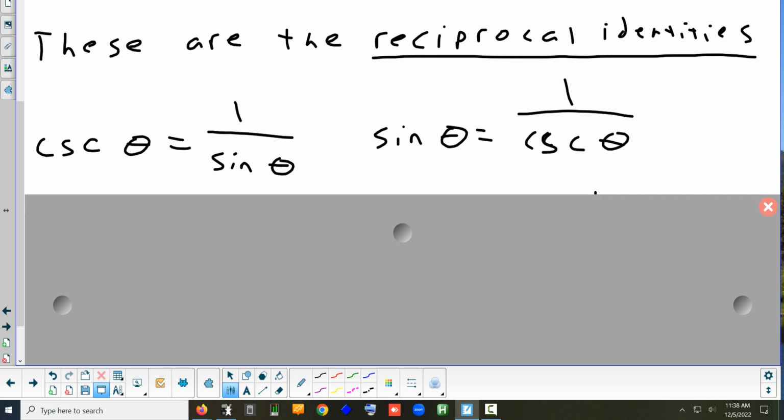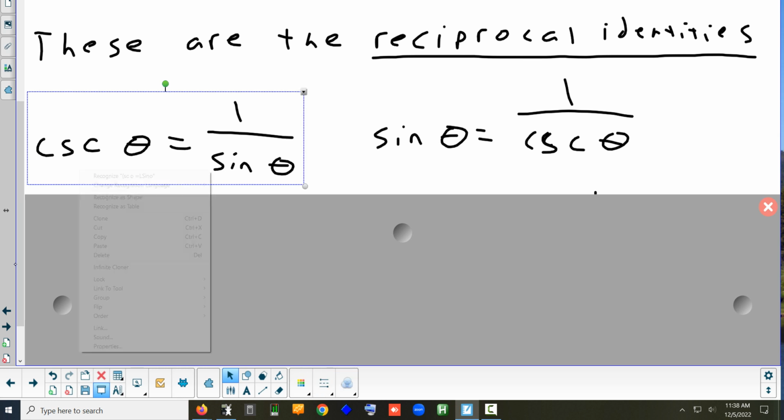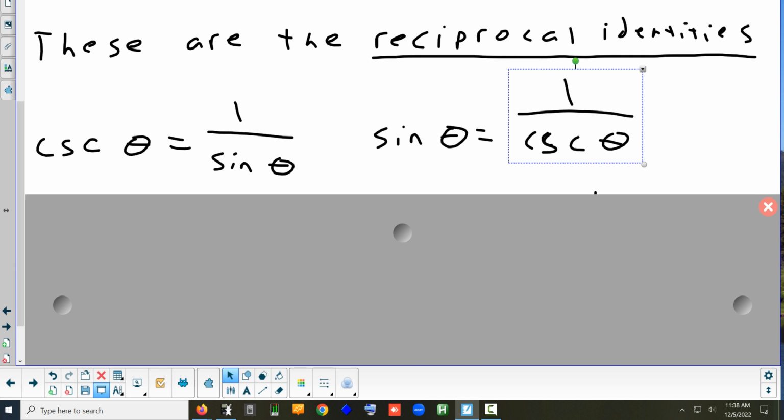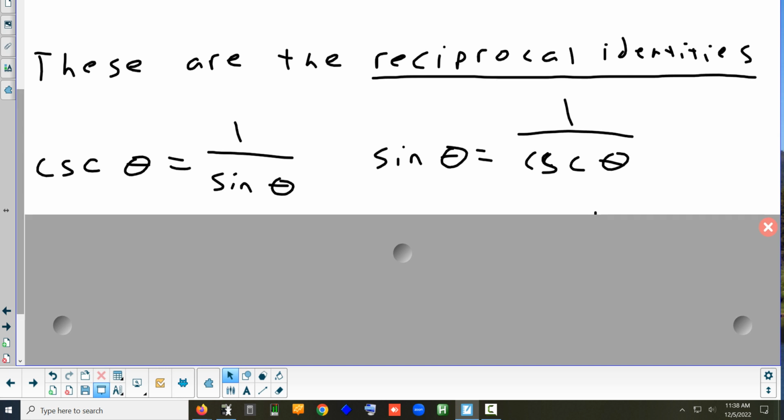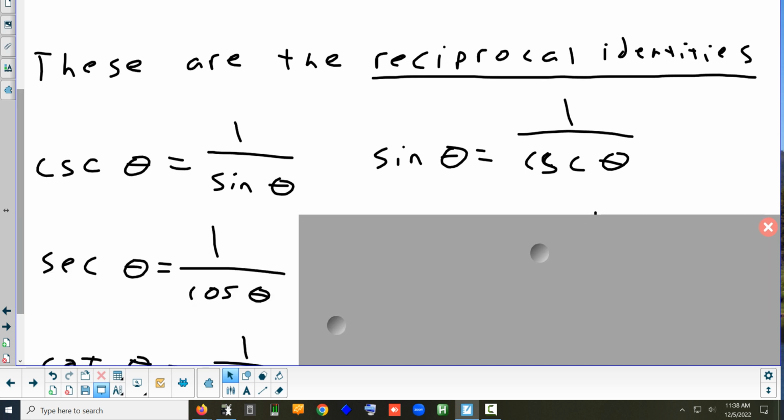And you can think of it two different ways. If you take the sine and flip it, you get the cosecant. But if you take the cosecant and flip it, you get the sine back. How about if you flip the cosine? What does that give you? That gives you the secant. Now, what do you think would happen if you flip the secant? That would give you the cosine.